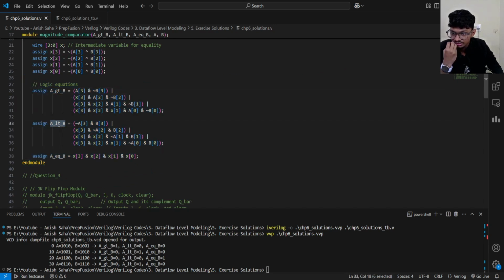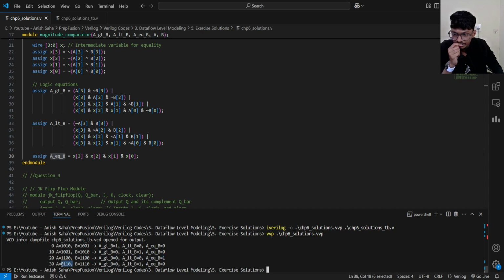If A is less than B, then this will be high. If A is equal to B, this will be high, else all of them will be 0. So the others are 0. Here if I see again, the first two bits are same, but this time the third bit of B is higher. So A less than B is high, all others are 0. Here if I see, both of them are equal, A is equal to B. So this is A equals to B is high, the others are 0.